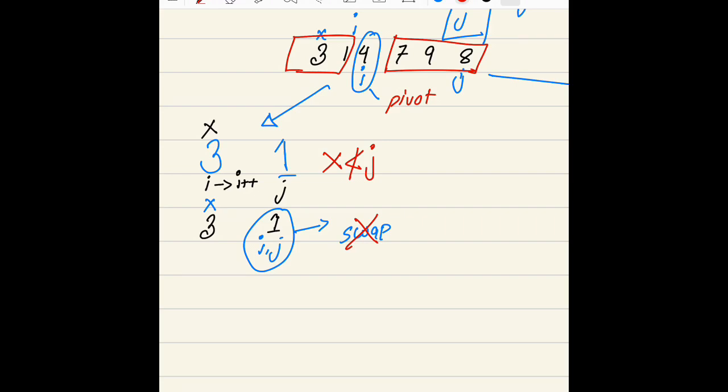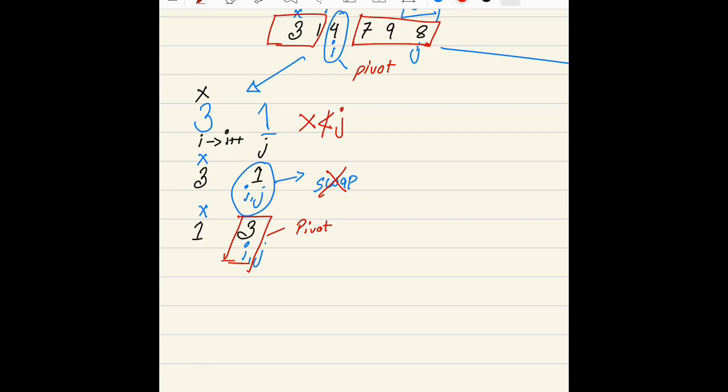We swapped the places of both x and i, right? So let's swap their places. So 1 would be here and 3 would be here, and this is still i, this is still j, this is your x. So remember, the ith position would be the pivot, so this is the pivot, and the pivot is always sorted.